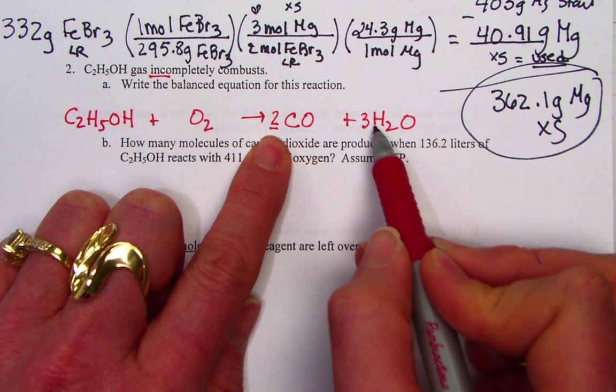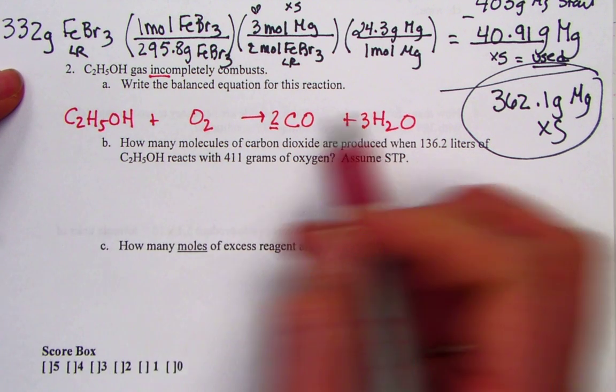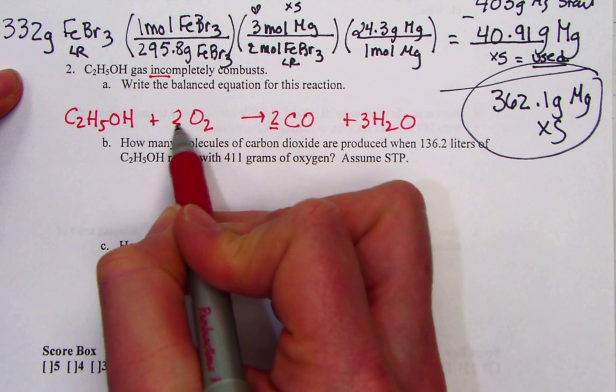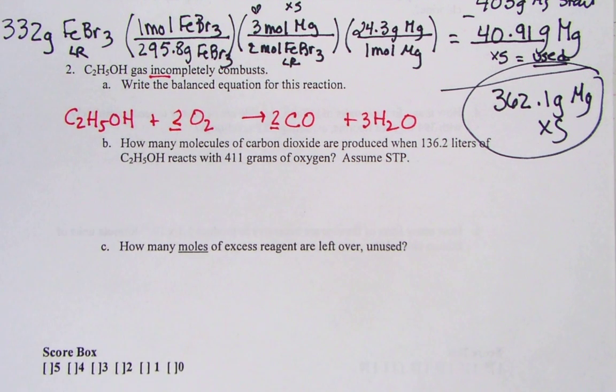We've got 2 plus 3 gives us 5. There's 1 in the original reactant. Placing a 2 in front of the oxygen will get us a total of 5. So 1, 2, 2, 3 balances that equation.